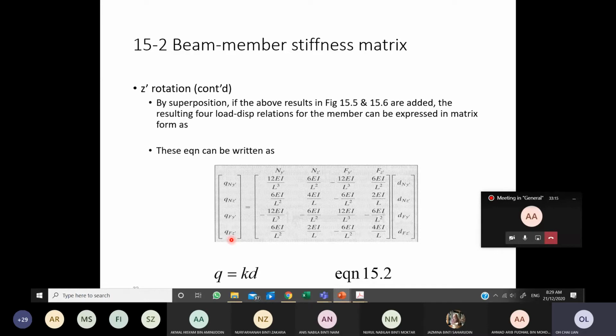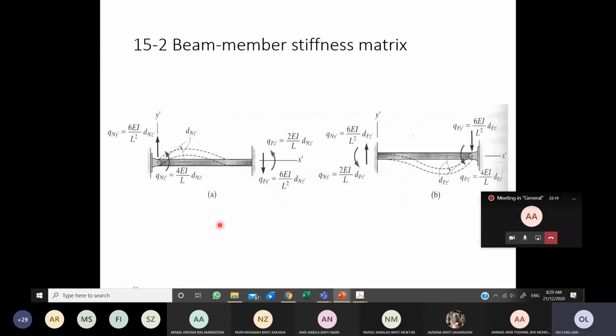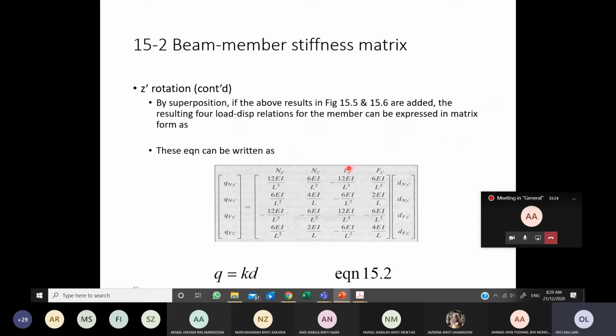So now you are gathering the information that you have derived from the ends to put in this matrix. That is why you get all these 6EI, 12EI, all these so-called K. This is the member stiffness matrix. This equation 15.2 is only for a member or for an element.